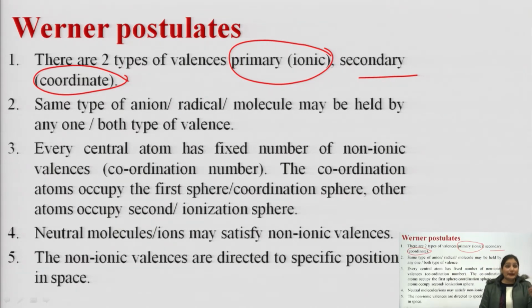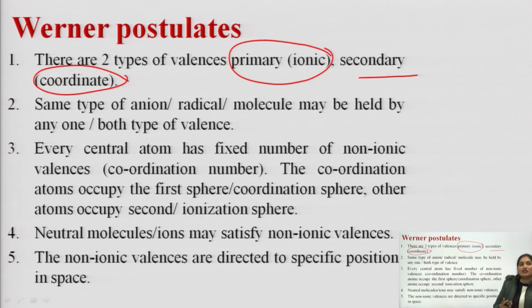First one is primary valency, that is also known as the ionic valency. Second one is secondary valency, that is also known as the coordinate valency. Same type of anion, radical or molecule may be held by any one or both types of valency. Third, every central atom has a fixed number of non-ionic valencies or coordination number.